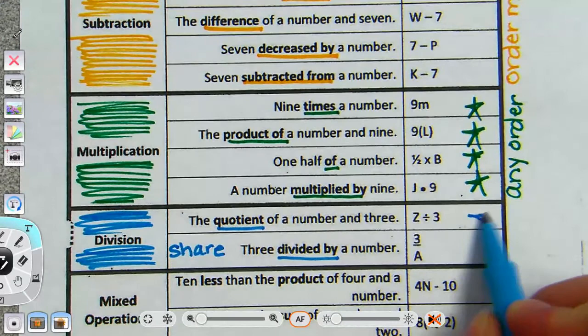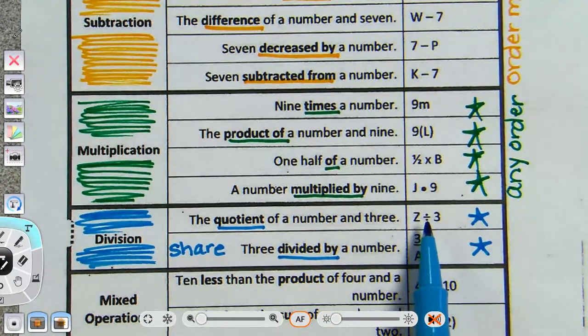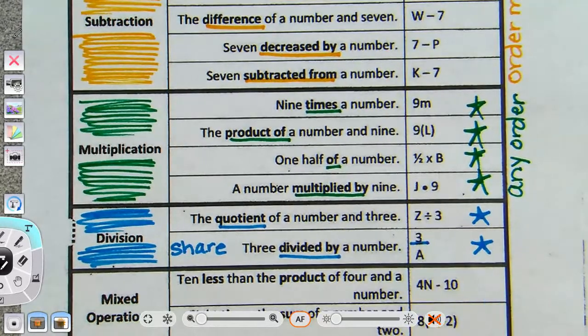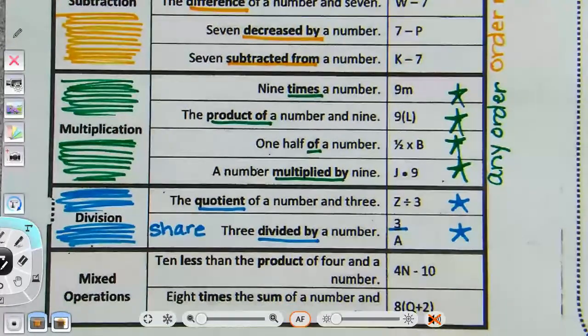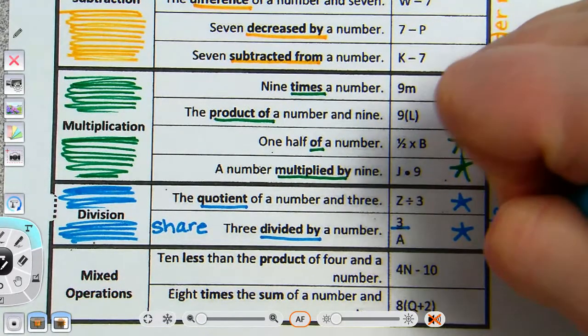Now there's 2 ways to write division, so I want to put some stars over here. You're probably used to the division sign already, but we also know that a line, that fraction line, also means to divide because fractions are just dividing things into pieces. Now off to the side, I want you to write that order matters. Order matters.